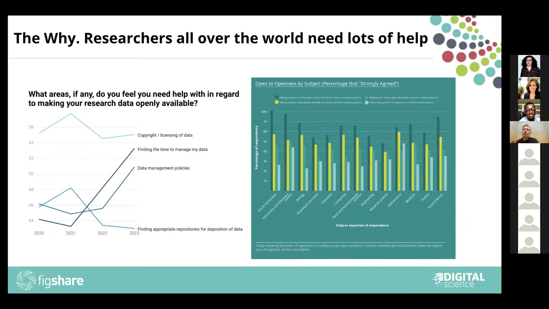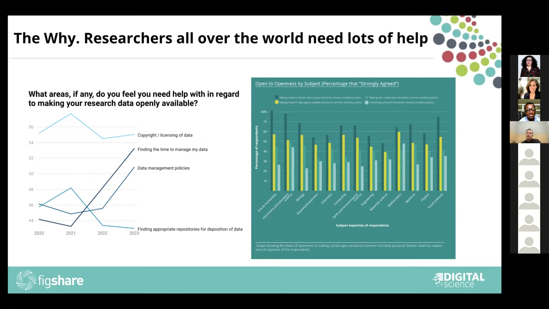So one thing we do recently is, for the last 8 years we've been doing this, we try and understand why researchers would make their data available, and can we help to encourage making their data available? So we do a thing called the State of Open Data every year. It is a global survey we do in partnership with Springer Nature. And this is some of the information from the 2023 study.